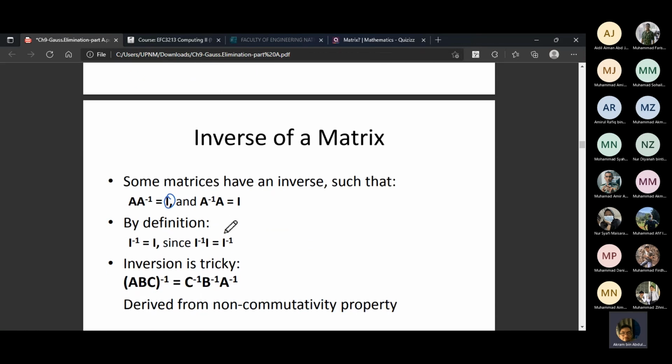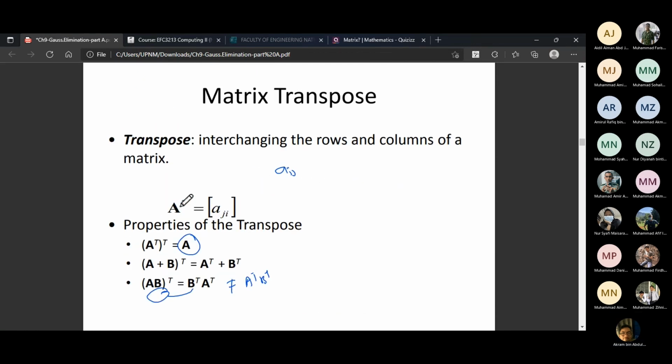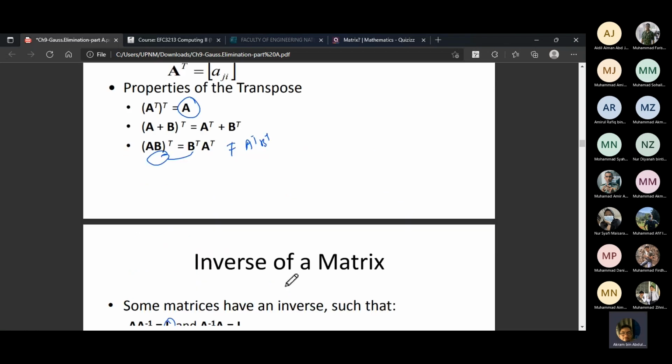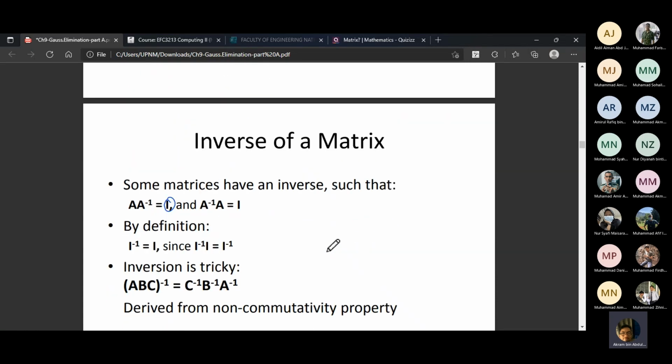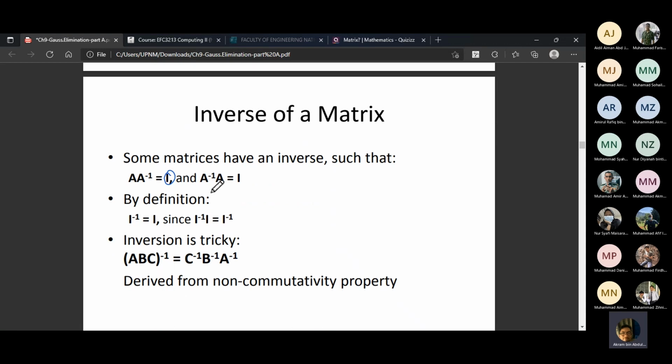Kita ada juga inverse matrix. So lain, transpose dengan inverse tak sama. So transpose kita tukar je row dengan kolom kedudukan dia. Kita switch saja. Kalau untuk inverse matrix ni, yang mana sifat inverse matrix adalah if you have a matrix, you multiply with its own inverse, you will get identity matrix.